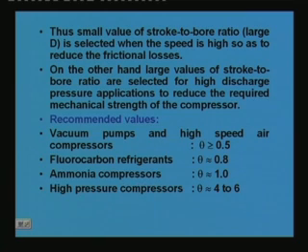That is the reason why we have selected a slightly higher theta compared to fluorocarbon refrigerants. And finally, for high pressure compressors, for example carbon dioxide compressors, we have to go for a high value of theta, about 4 to 6, so that the mechanical strength requirement will be small. So, this is the criteria based on which you have to select the stroke to bore ratio.